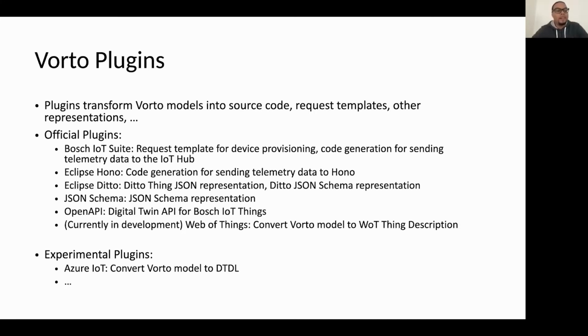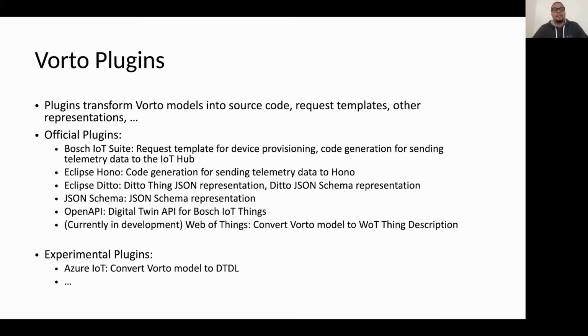Among the official plugins, there's one plugin for the Bosch IoT suite where you can generate certain useful requests or code templates that you can then use with your devices. There's the Eclipse Vorto plugin that you can use to generate code based on the Vorto model that you can then use for sending telemetry data to Hono.